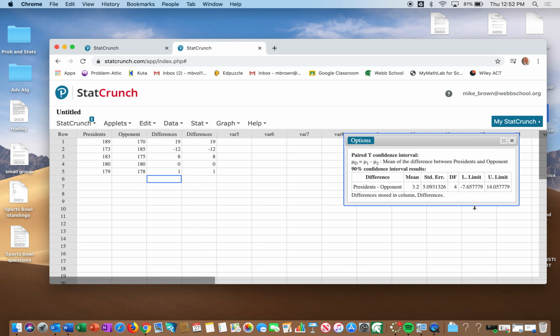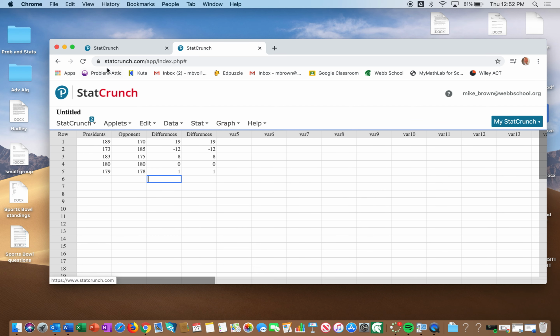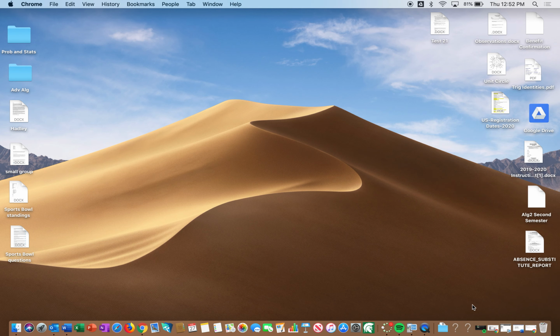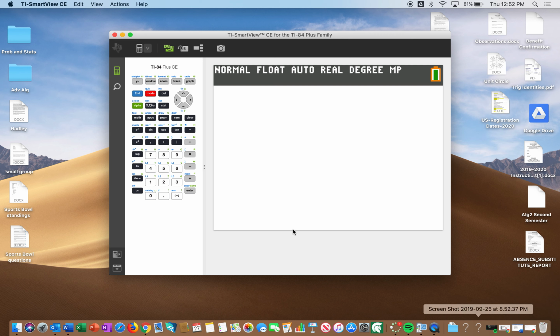And 0's in there. And because 0 is in there, again, that means I would fail to reject H0, because our H0 was that the difference is 0, and 0's in there, so it could be true. All right, let me show you the calculator real quick, and we'll be done. So StatCrunch is really pretty good. Be honest with you, it's maybe the way to go.